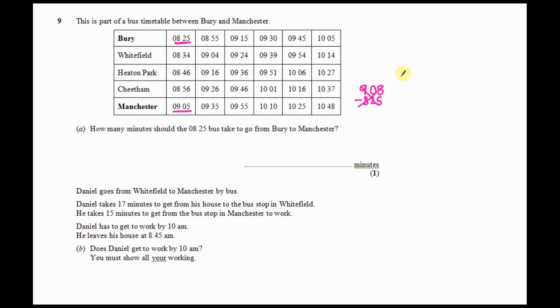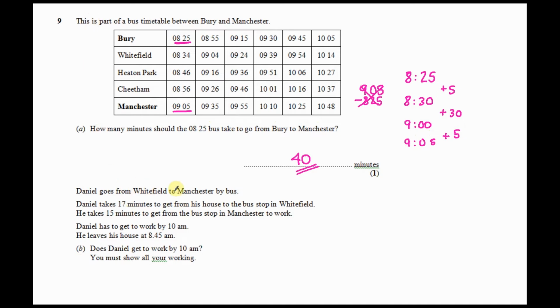So if it helps, break it down into little chunks. So starting at 8:25, if we add 5 minutes, that gets us to 8:30, and if we add 30 minutes from there, that takes us to 9 o'clock, and then to 9:05, which is what we're trying to get to, that's an extra 5 minutes. So all in all, it takes 5 plus 5, which is 10, plus 30, it takes us 40 minutes for the 8:25 bus to go from Bury to Manchester.